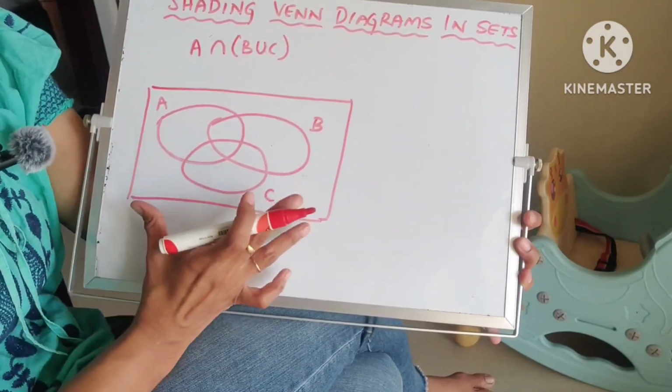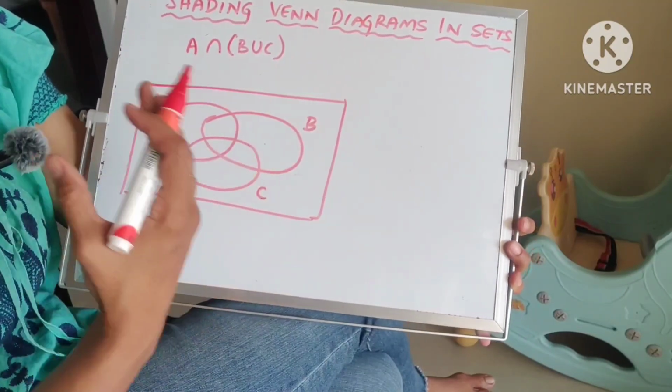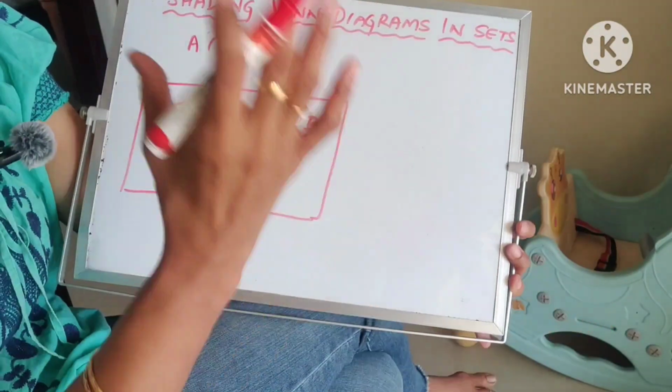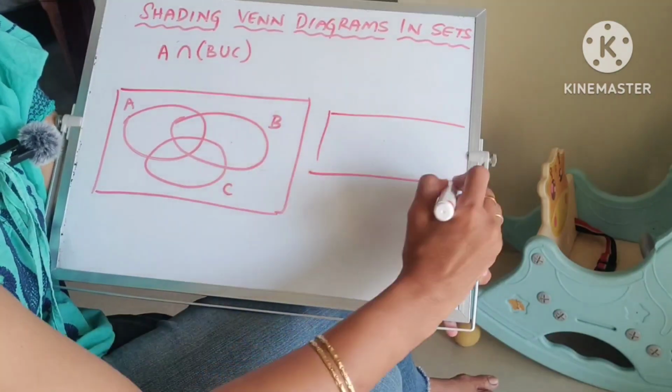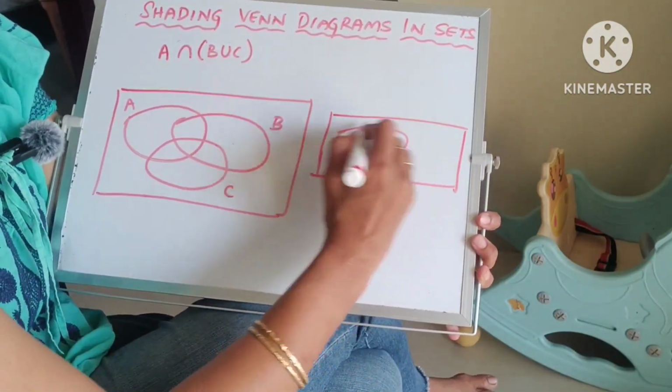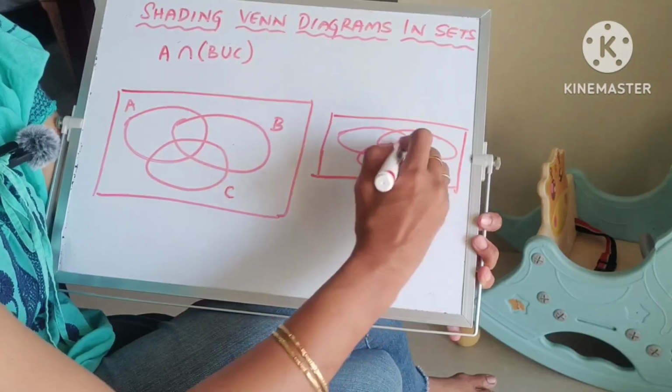Now, what if we happen to have intersection as the main operator and union here? Now we cannot straight away go ahead with the main picture. Instead, we will have to draw a rough sketch and do it in parts and then come to the final shading. I am going to draw another rough sketch of the same Venn diagram.